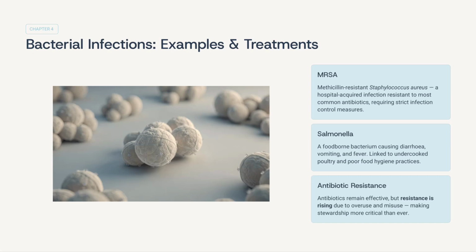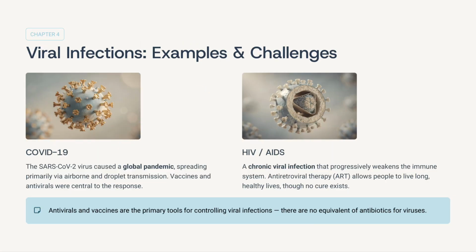Bacterial examples include MRSA, a hospital-acquired resistant strain that needs strict control measures, and Salmonella, a foodborne pathogen linked to undercooked poultry. The slide also underscores that antibiotic resistance is rising, making careful prescribing and stewardship critical to preserve treatment options. Viral infections present unique challenges.